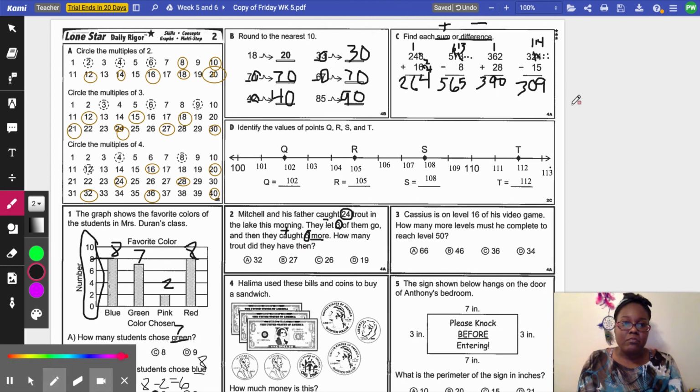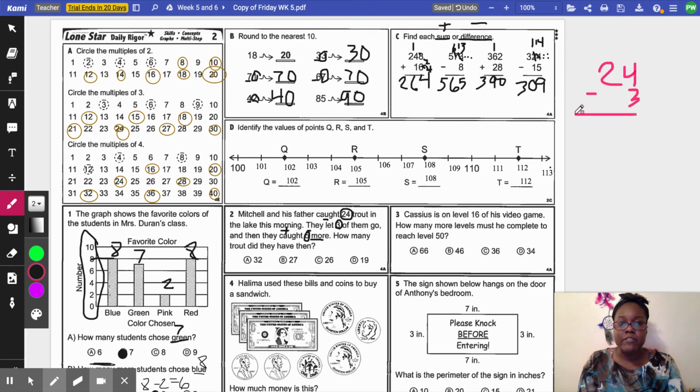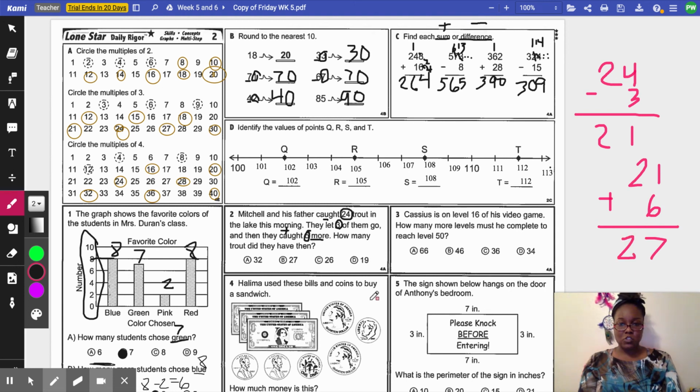So over here to the side, I've got 24, and I let 3 go. That means they're gone. I'm never getting them back. 4 take away 3 is 1. 2 take away nothing is 2. So right now I have 21 fish. Then I caught 6 more. So 21 plus 6. In my ones place, 6 plus 1 is 7, and 2 plus nothing is 2 in my tens place. So my sum is 27.